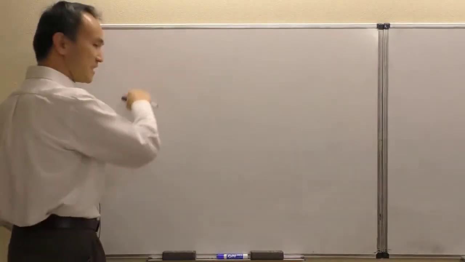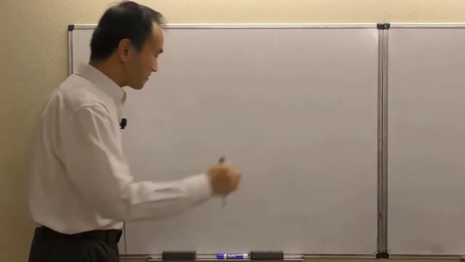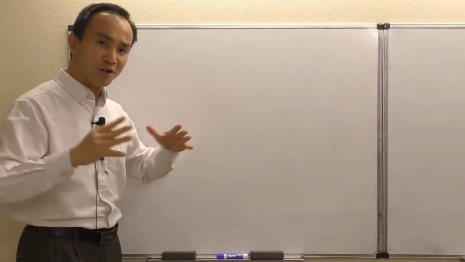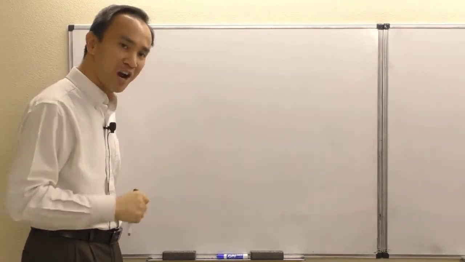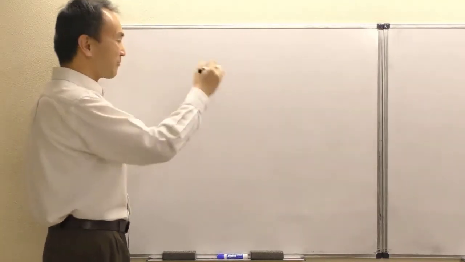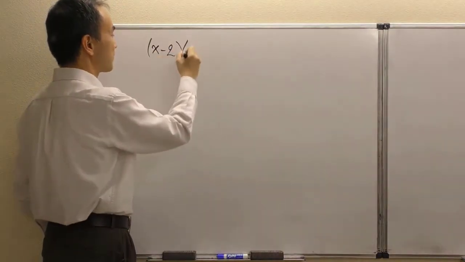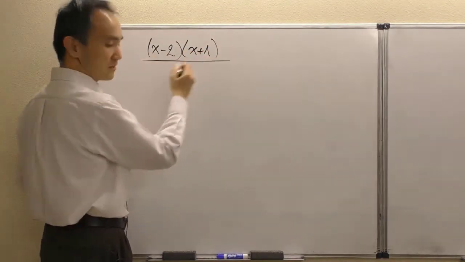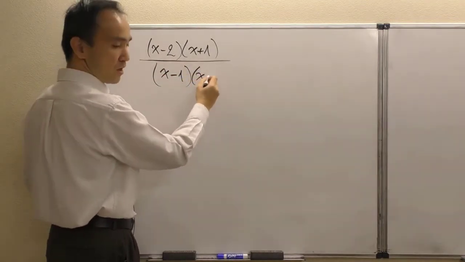Now let's look at the following inequality. I am going over the simpler kind of problem where all terms are brought into one side and successfully put into one rational function. You will see what I mean when I start writing it. How about x minus 2 in parentheses times x plus 1, over x minus 1 times x plus 1 in the denominator.